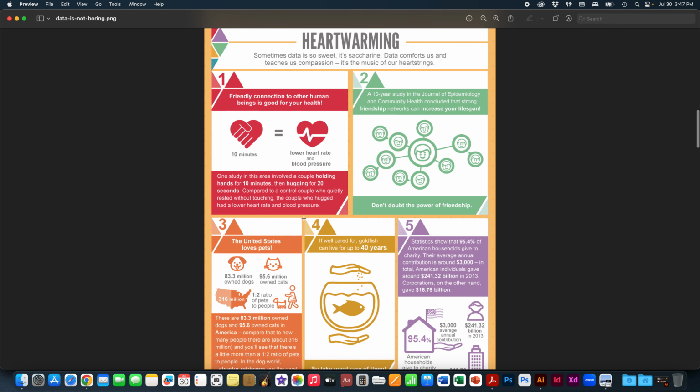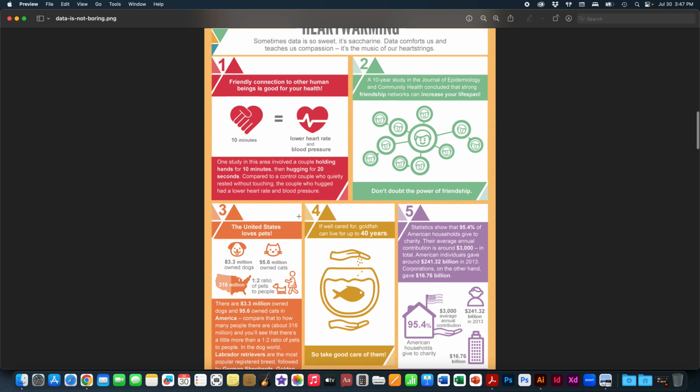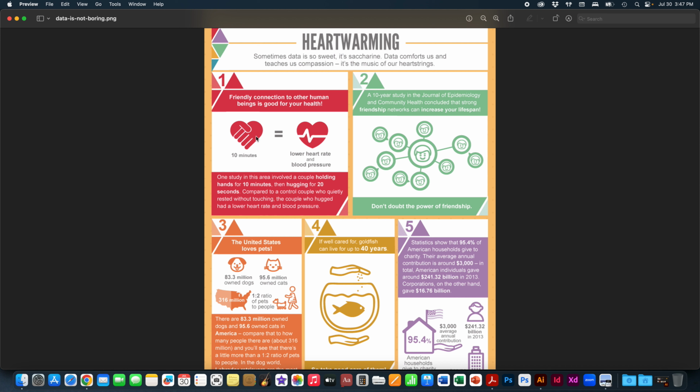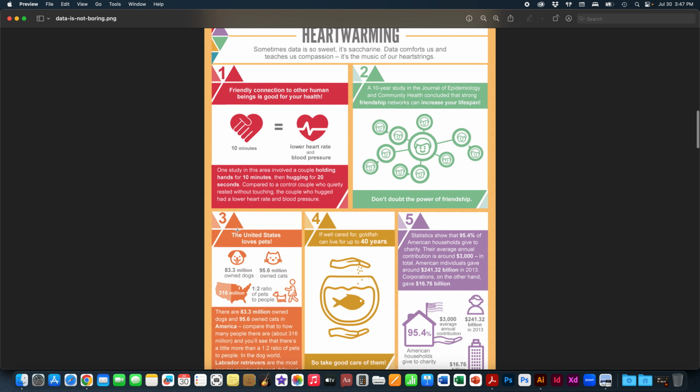Yeah, they're still numbered, right? We've still got five points about how data is heartwarming, just like we had five points about how data is electric. But they're presented completely differently. They use different geometric shapes, different structures, different presentation in general.